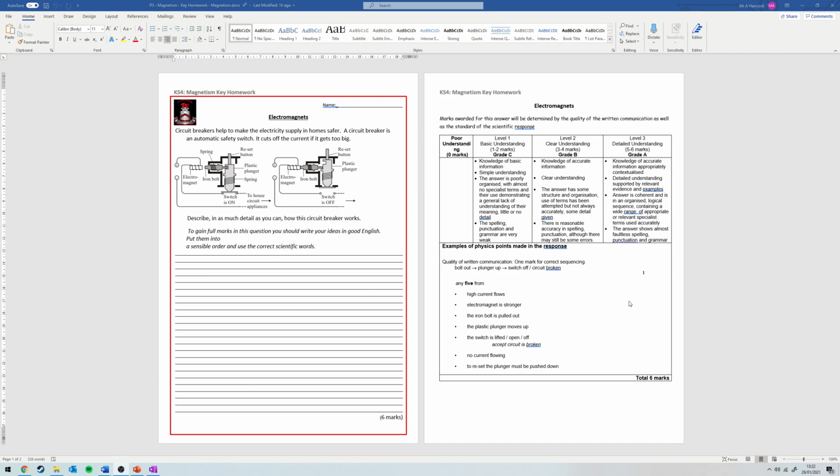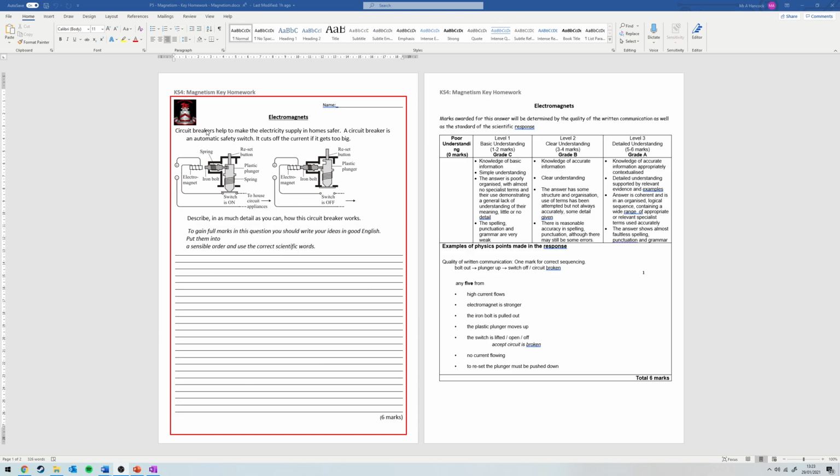So here is the homework. And we've done circuit breakers before, but again we're revisiting it now because it is linked to magnetism probably just as much as it's linked to electricity. So a 6 marker describing in as much detail as you can how this circuit breaker works.